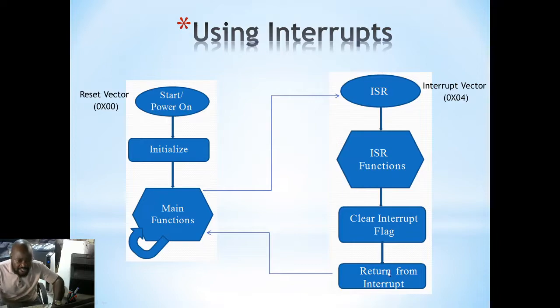Now, if it happens that you return without clearing that flag, without clearing to show that you have serviced that interrupt, that flag is still set. Immediately after you return, you are going back to the interrupt service routine, meaning you won't get a chance to continue with your main function. It's going to automatically take you back to the interrupt service routine, because that interrupt flag is still set, indicating that the interrupt happened or the interrupt was not serviced.